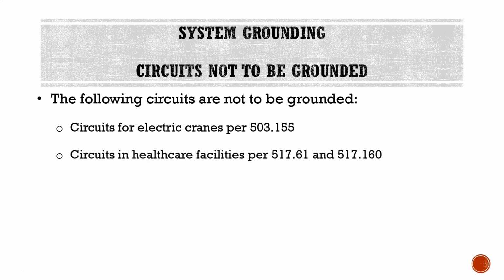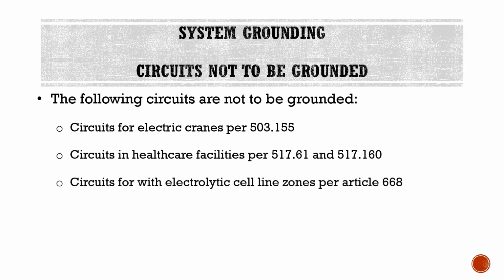Now we have specific circuits that are not to be grounded. So notice, though, we changed our verbiage from system to circuit. So these are individual circuits of a system that we do not ground. The following circuits are not to be grounded. Circuits for electrical cranes per 503.155. Circuits in healthcare facilities per 517.61 and 517.160.